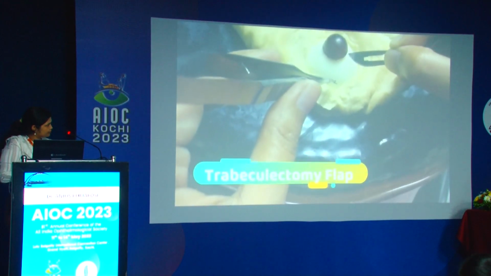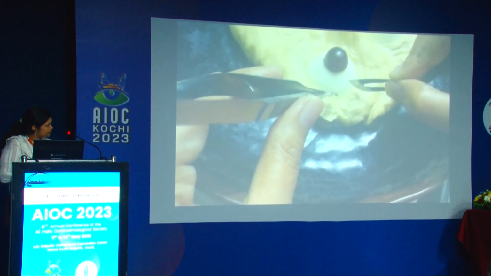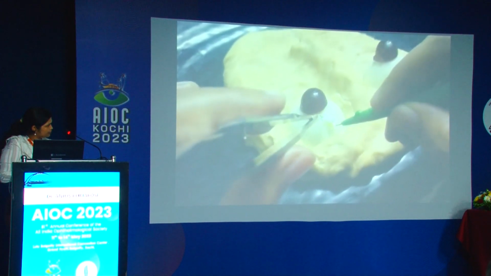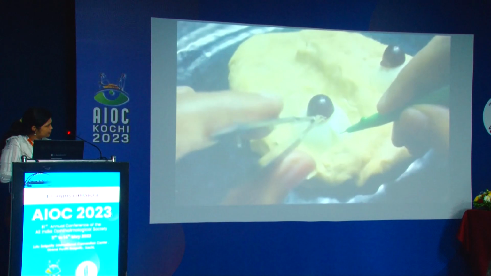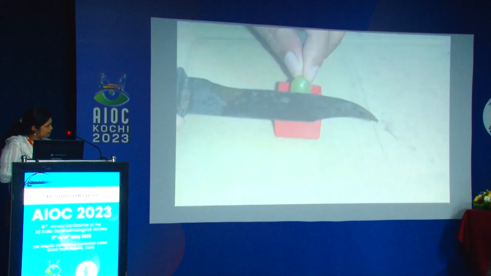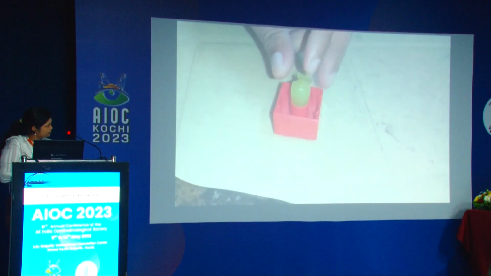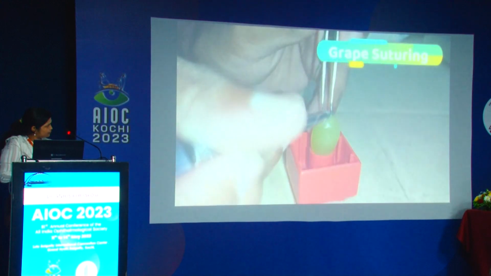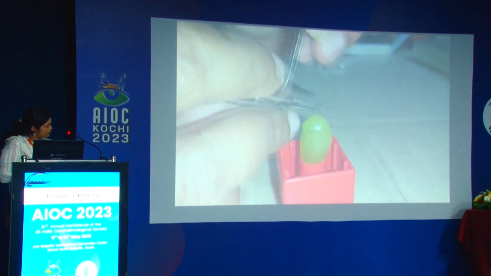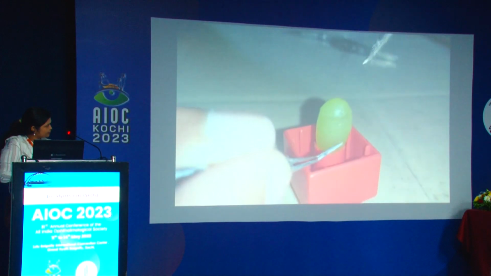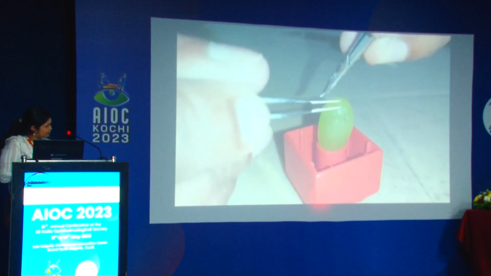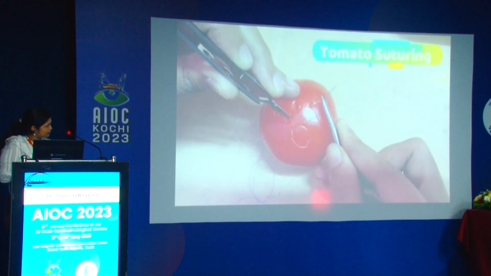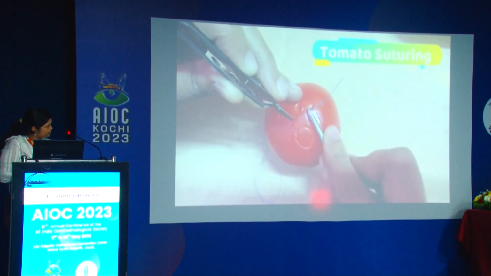Other than cataract, trabeculectomy flap can also be practiced on the boiled egg. The incisions can be made and the flap can be raised. A cut grape fixed on a toy can be used to practice suturing. Tomato can also be used for suturing practice.